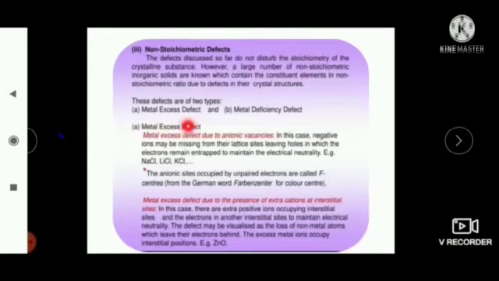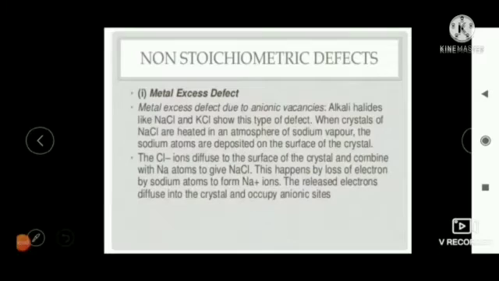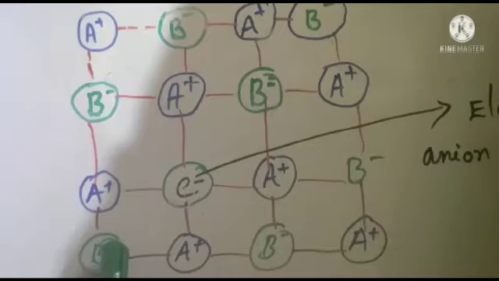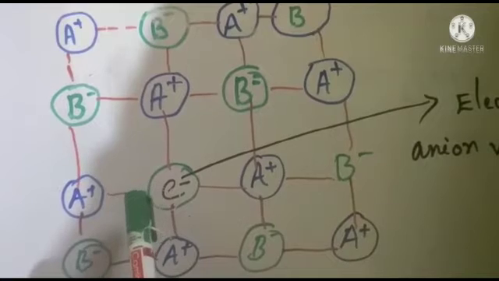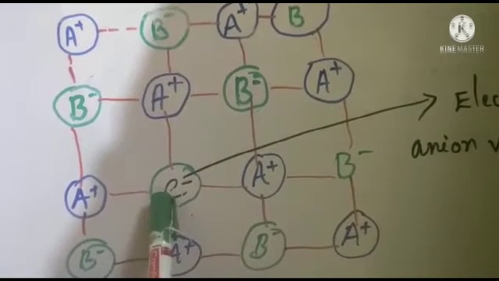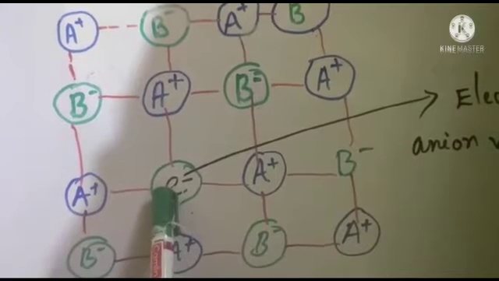Metal excess defect. As the name suggests, the metal ions or positive ions are in excess. The defect arises in two ways: by anion vacancies and by cation vacancies. Next, we are going to discuss metal excess defect due to anionic vacancies. Alkali halides like NaCl and KCl show this type of defect. In this case, one or more anions are missing from the lattice. In order to maintain electrical neutrality, the position is occupied by electrons. Here the electrons are actually trapped at this position.